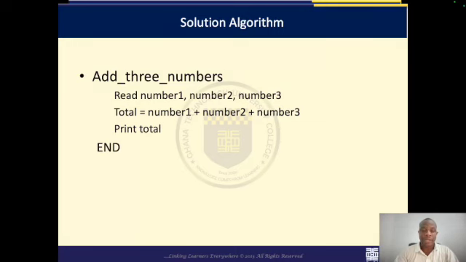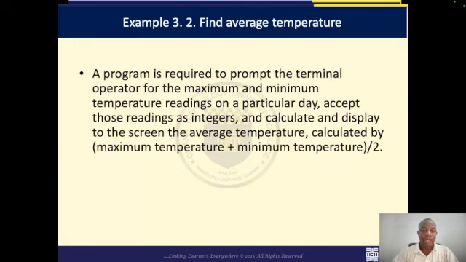Let us look at a second example. In the second example, it says that a program is required to prompt the terminal operator for maximum and minimum temperature readings on a particular day. Accept those readings as integers, calculate and display to the screen the average temperature calculated by maximum temperature plus minimum temperature divided by 2. Let us look at this.